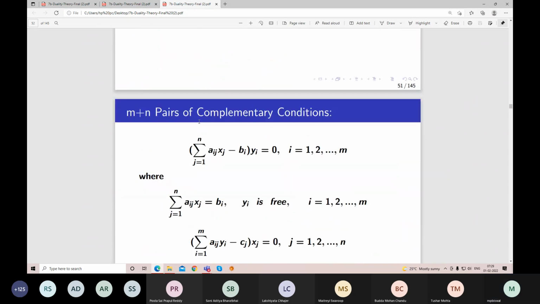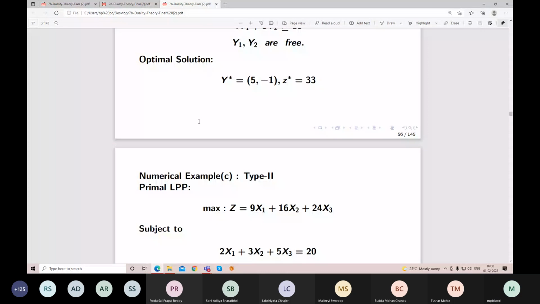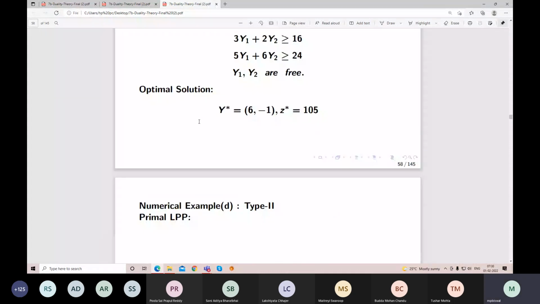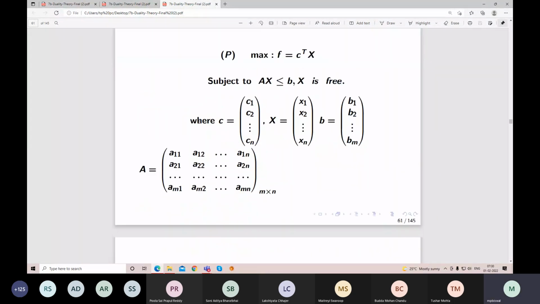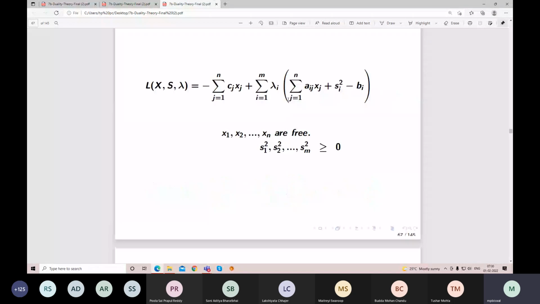Now come to the third problem. What is the third problem? The objective function is maximization type, then Ax less than or equal to b, and x is free. X is free means we are not going to add a slack or surplus variable for it. But Ax less than or equal to b needs slack variables. So what is the Lagrange function we will have here?